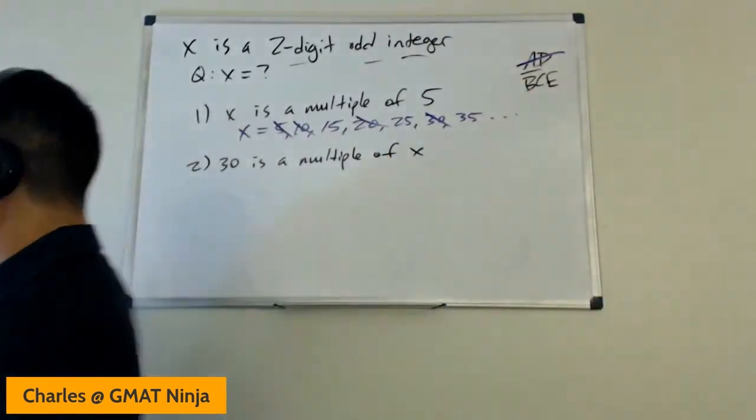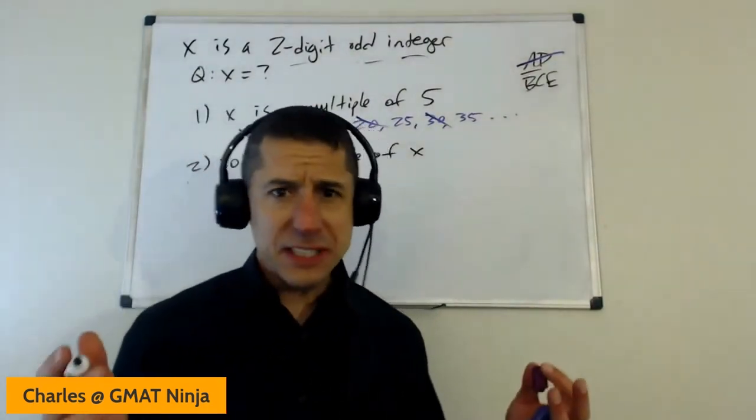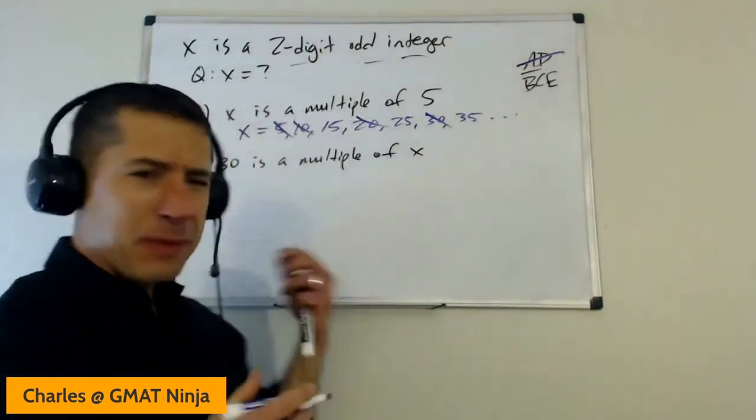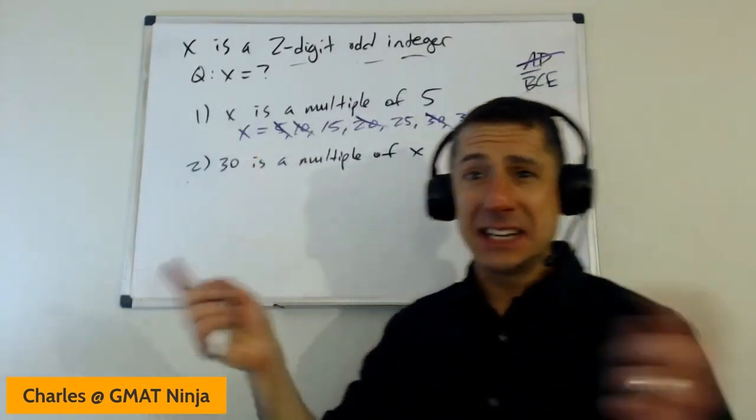Now the party begins. 30 is a multiple of X. Uncomfortable, right? This just doesn't feel right. That's not how we talk. 30 is a multiple of X. We say X is a multiple of 30. This is the inverse. So what does that mean?